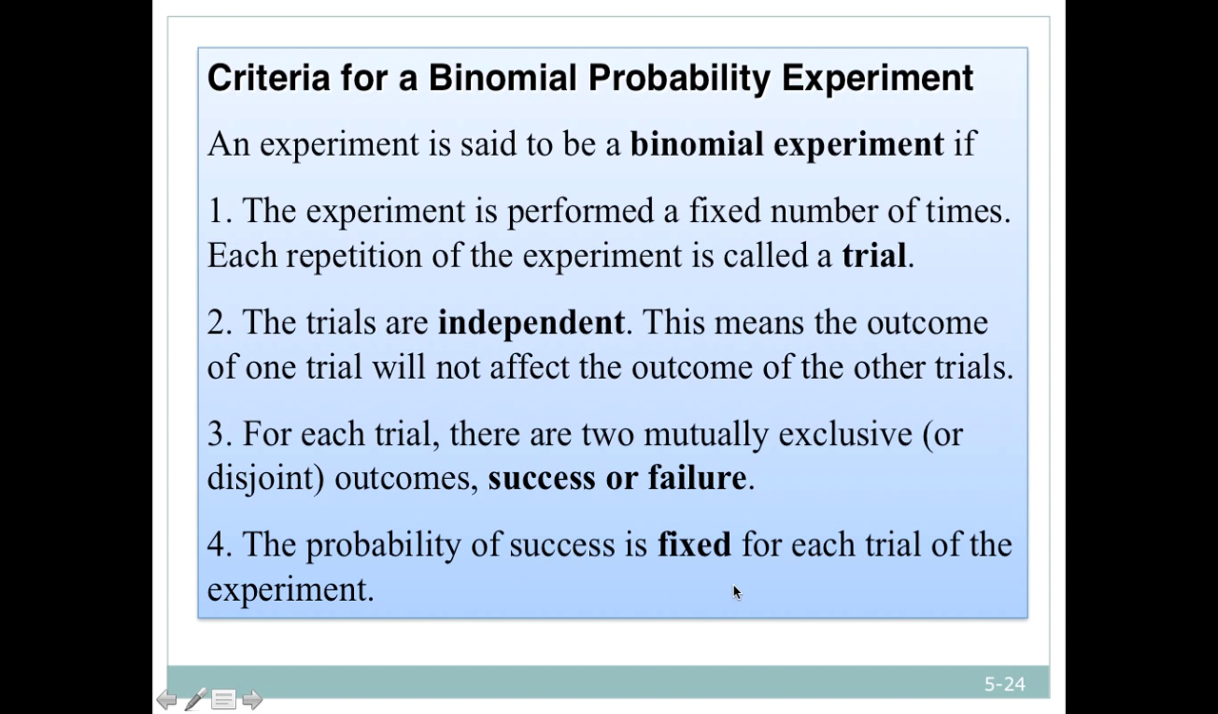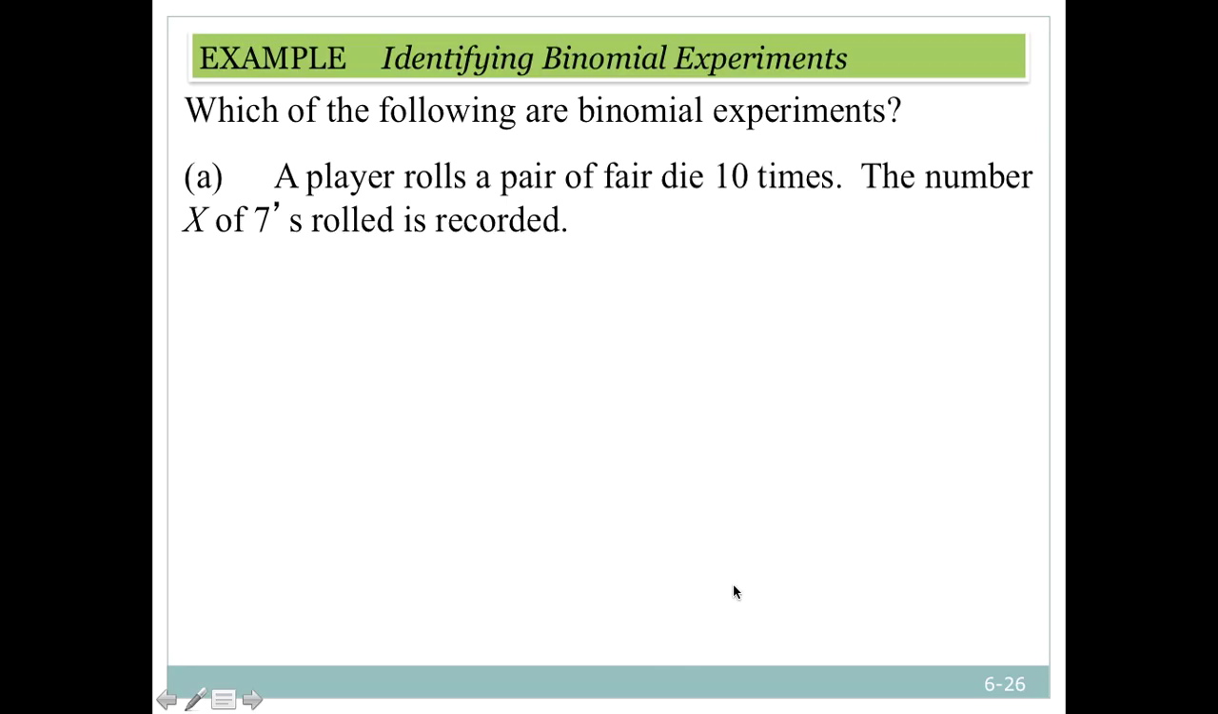And the probability is going to be the same for each trial. The number x of sevens rolled is recorded. Oh, it's a pair of fair dice, sorry. I read that incorrectly. I was wondering how you could get a 7 on one die. But for this one, we're looking at a pair of dice. So we have 10 times, number of sevens rolled is recorded, so that's going to be the same probability each time. So this one's going to be binomial because all of those qualifications are met.